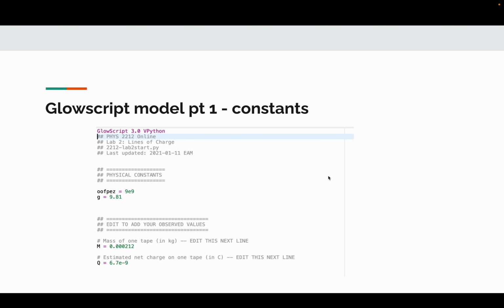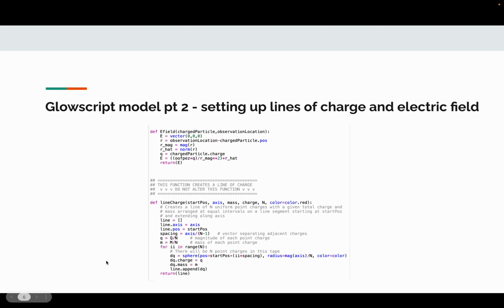We found that the charge on the line of tape was 1.859 times 10 to the negative 8 coulombs instead. For the GlowScript model, we model that equation in GlowScript, and these are the constants. We set gravity, we have k, and then we have the mass of one tape and the estimated net charge. Then we are setting up the lines of charge in the electric field. This is the electric field equation. We're using constants like the magnitude of r hat, and here is kq over r squared times r hat, which is the electric field equation, and then we're making the line of charge equation. We find each magnitude of the charge using N, where N is the number of charges, as you can see later in the model. You can see the same thing for mass as well.